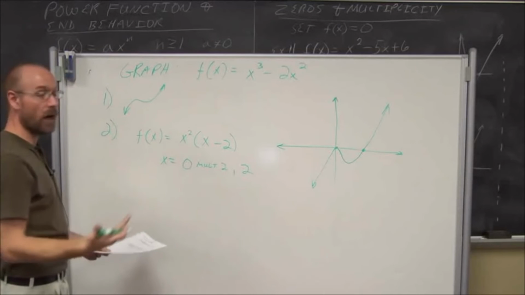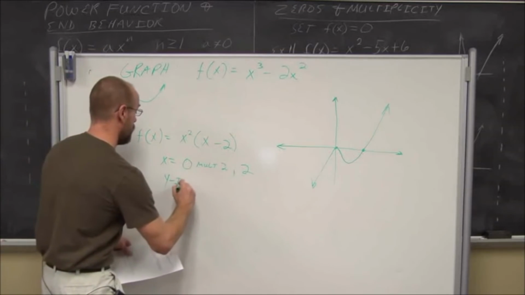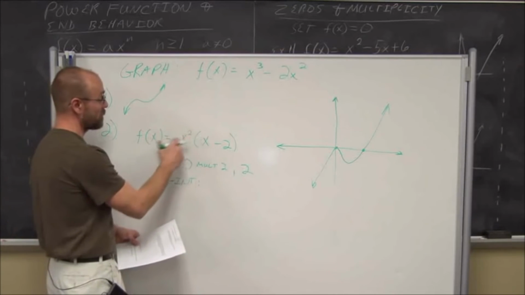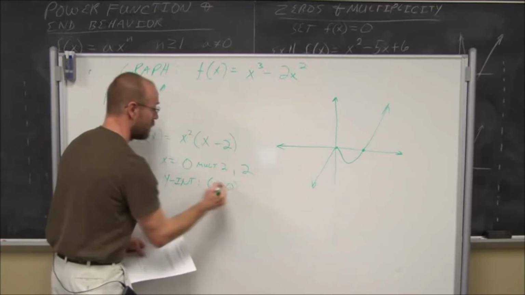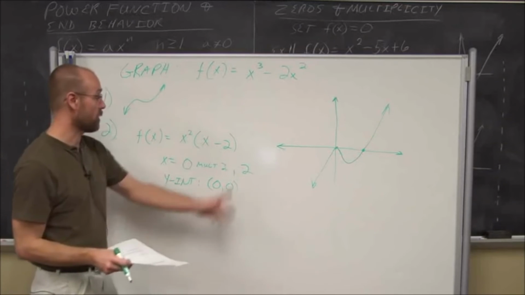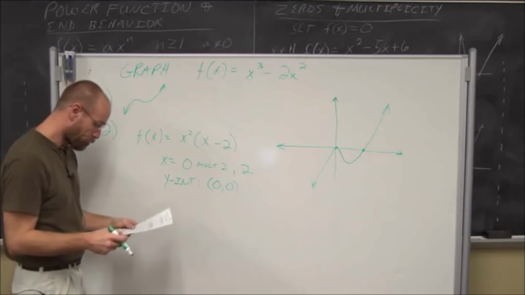Now let's find any y-intercepts. How do we find y-intercepts? If we're going to find a y-intercept, we just set x equal to 0. That just happens to be one of our zeros. 0 times anything is 0. So when x is 0, y is also 0. So that's our y-intercept. We already found our x-intercepts, 0 and 2. Now we found the y-intercept.